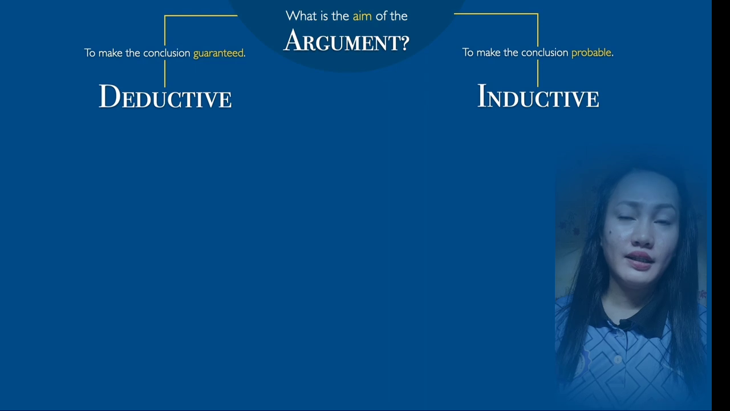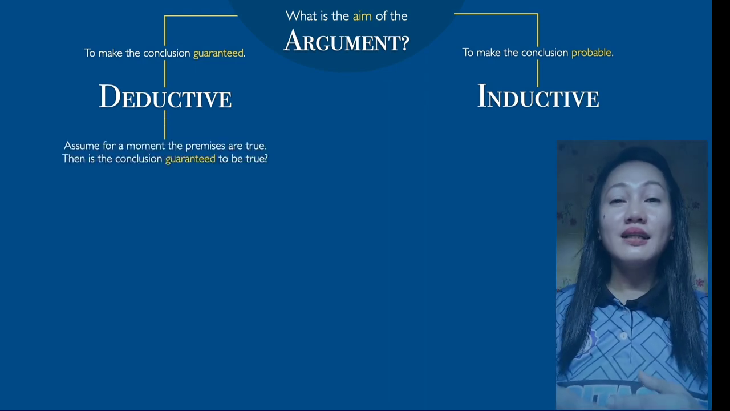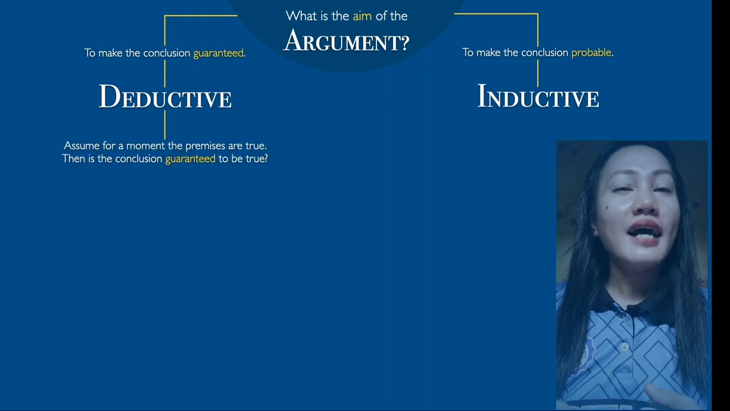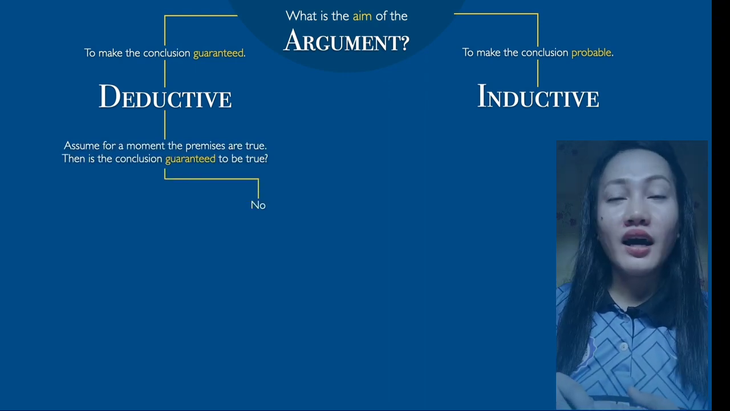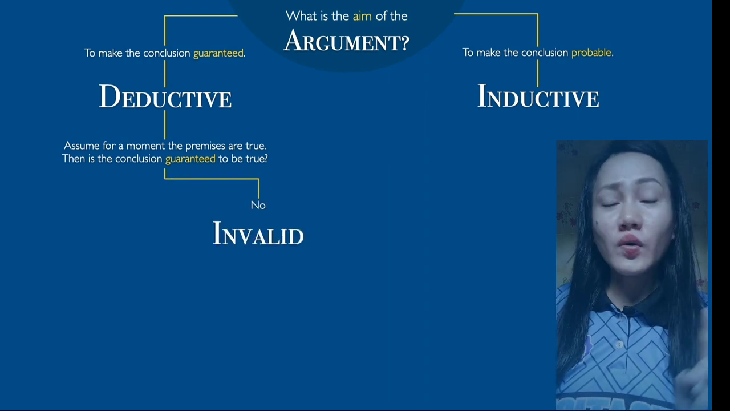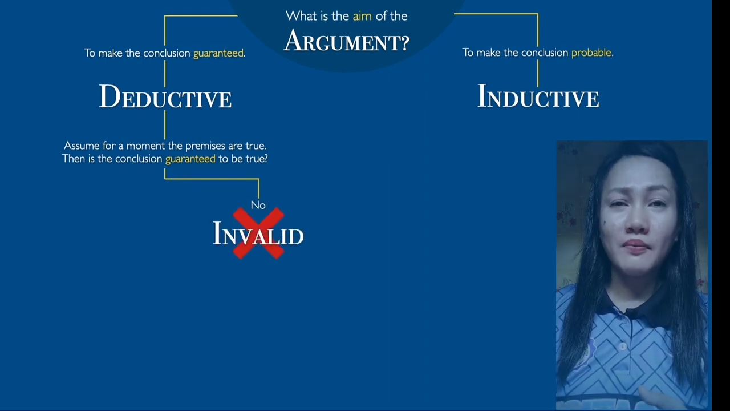Let's start here on the deductive side. Let's assume for a moment that the premises are true. Then, is the conclusion guaranteed to be true? If not, the argument is invalid. That means the reasoning went wrong somewhere.